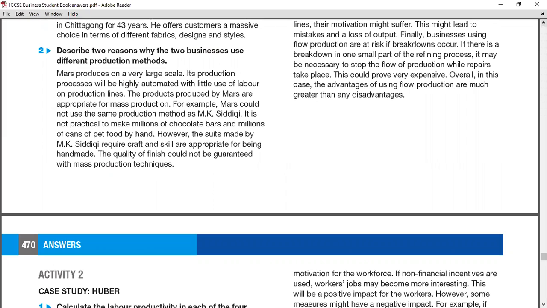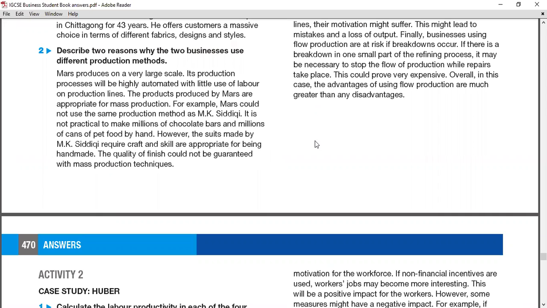Handmade, you can't create at that scale. So they need only little use of labor on the production line. But they are also using 80,000 workers all over the world, across about 70 factories. Mars could not use the same production method as Mr. Siddiqui. It is not practical to make millions of chocolate bars and millions of cans of pet food by hand. However, the suits made by Mr. Siddiqui require craft and skills and are appropriate for being handmade.